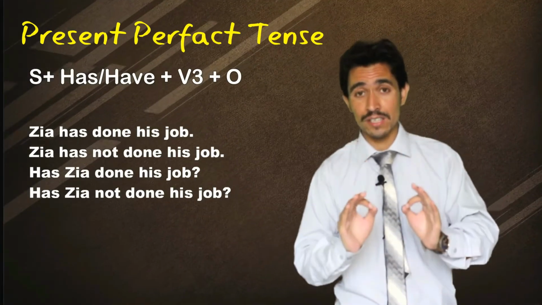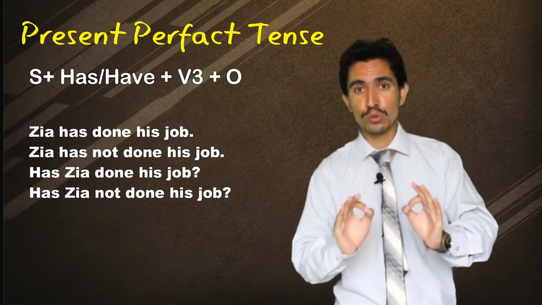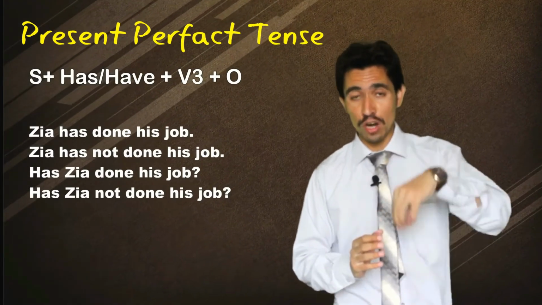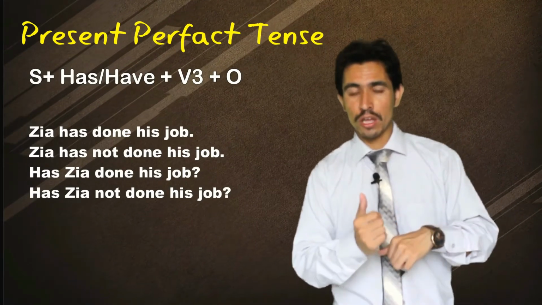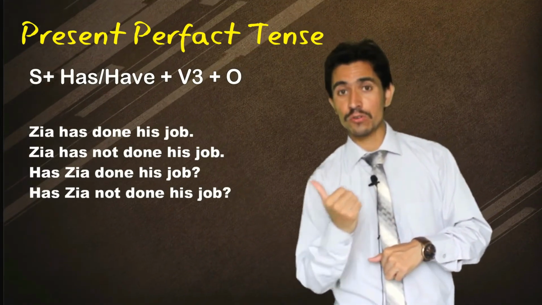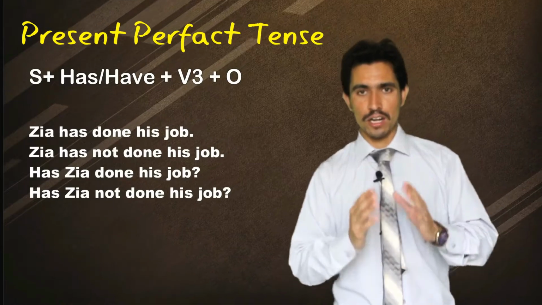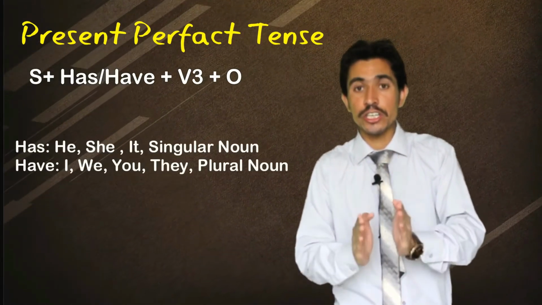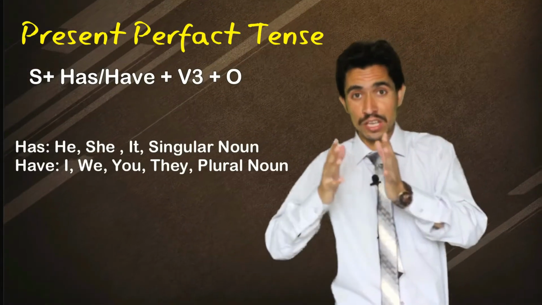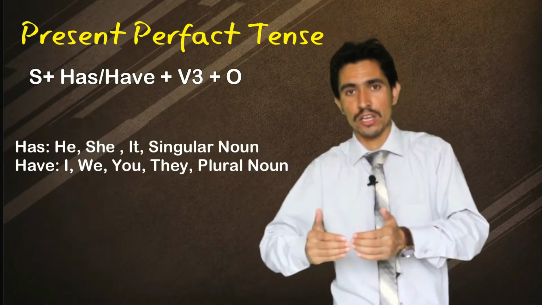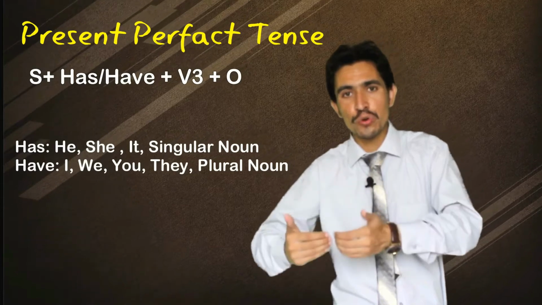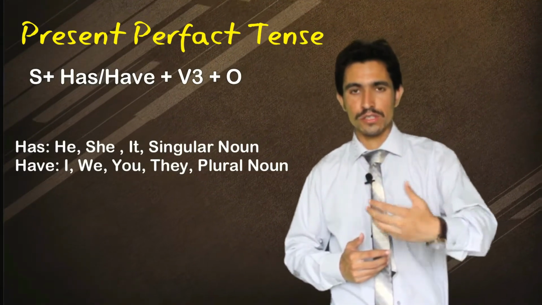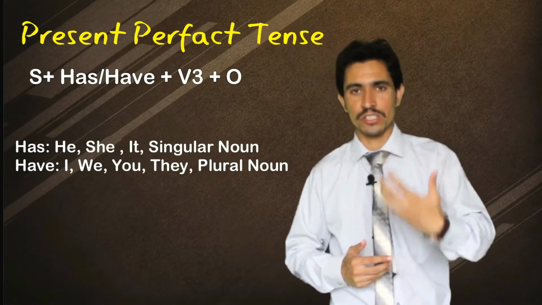To make sentences negative, use not after helping verbs, and to make them interrogative, use helping verbs at the start of the sentence. And we use has with he, she, and it, and we use have with I, we, you, and they. Now we discuss some uses of present perfect tense.